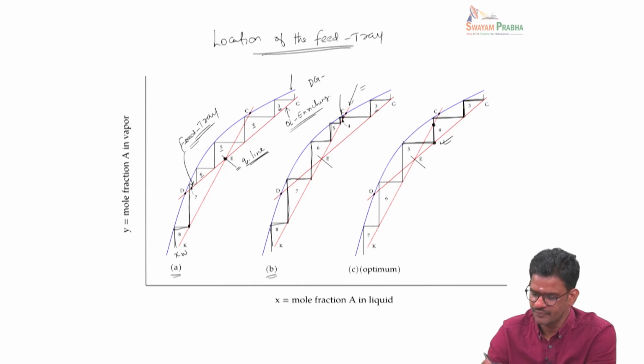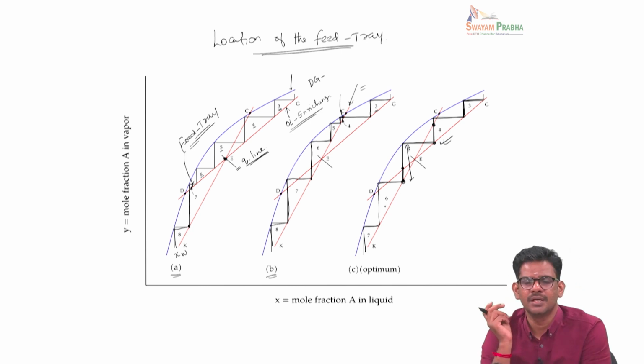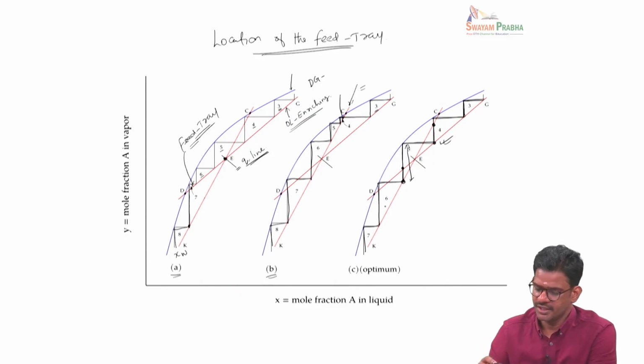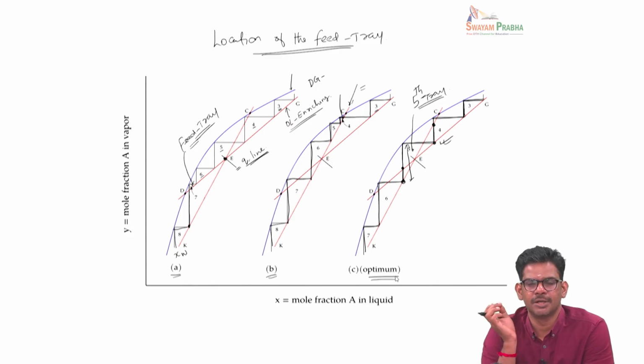So among these two options, this line gives a bigger step, so we continue with the enriching line and then we go further, and then here we can either stop at this point or we can go down all the way here. But we can see that this step gives me the largest step, so we make a transition to the exhausting line at fifth tray. From here onwards, we continue the staircase construction in the exhausting line. So here the feed should be introduced in the fifth tray, and that's what we call the optimal location of the feed tray.